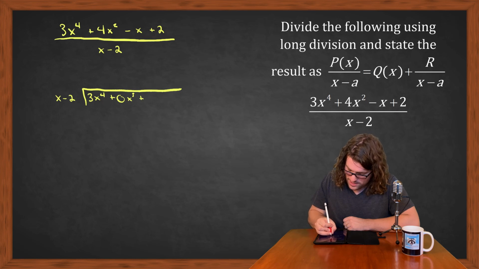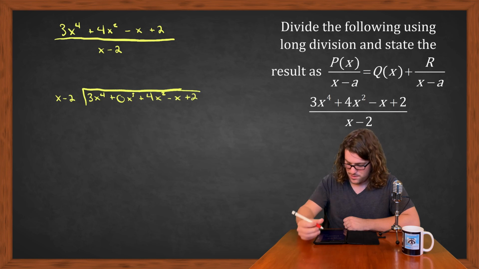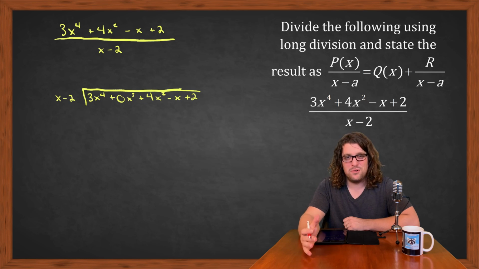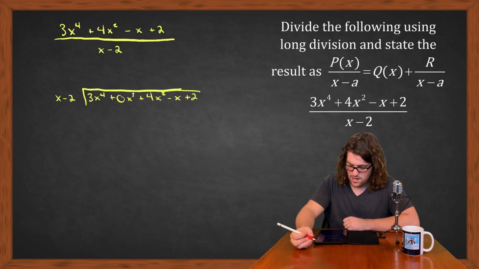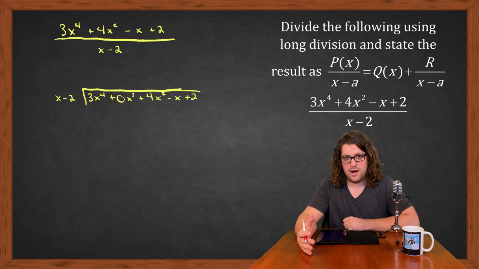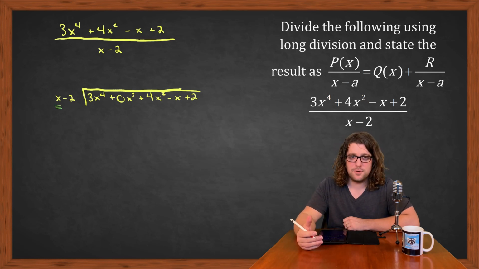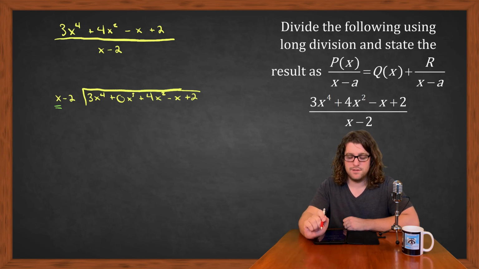I'm going to write down the rest of that polynomial. So it's plus 4x squared minus x plus 2. Extend my little long division symbol there a little bit further. And now we're going to start the process. So what we're doing is we're actually going to take the first part of our linear divisor, and we're going to concentrate on just making sure that goes in evenly.